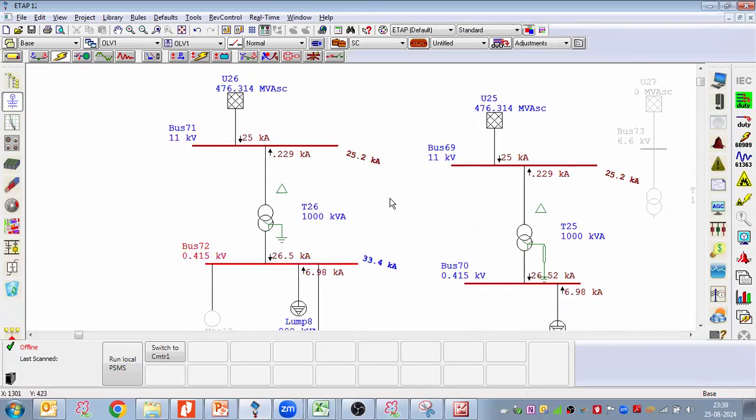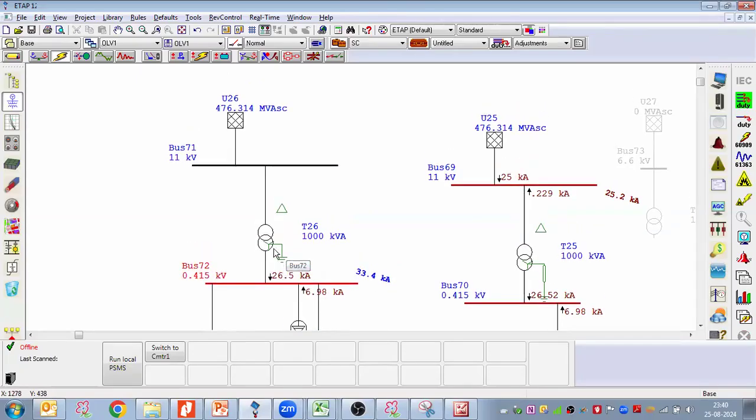Now actually, I took the fault on both buses. So let me run the duty again. So here, 26.5. From now I'm taking the fault on this bus. Fault is happening here. This is my fault location. The grid has 25 kiloampere fault current at 11 kV. The grid is connected to the HV side of the transformer. So for this entire circuit, I will take 25 kiloampere.